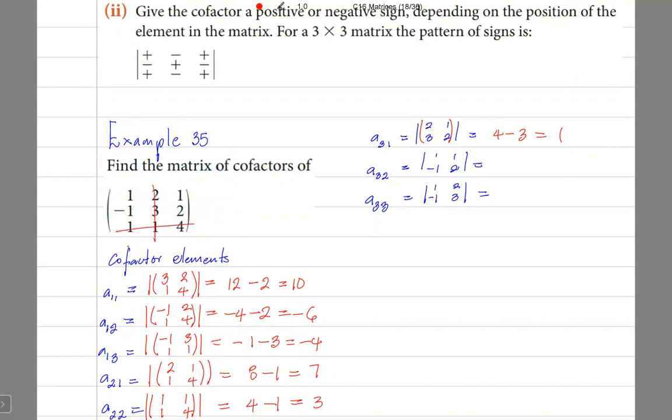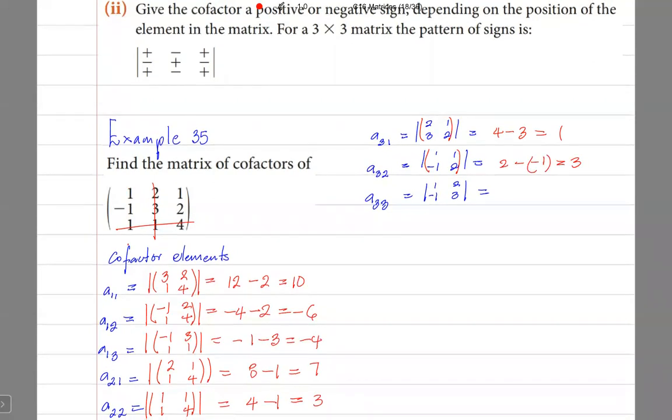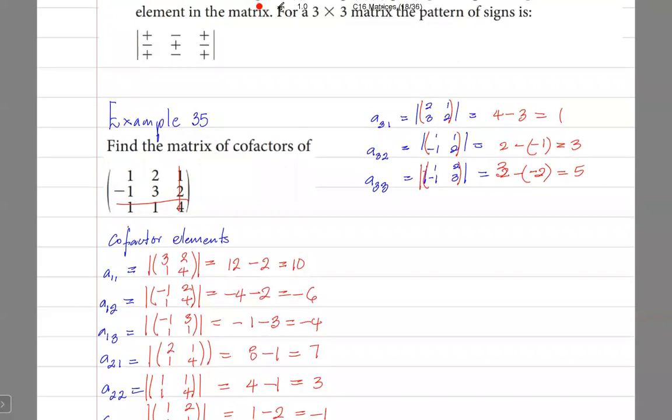Determinant of 1, minus 1, 1, 2. And the determinant here is 2 minus 1, which is 3. Lastly, here, the determinant is 3 minus minus 2. And this will give me 5. So I have all the elements. I just need the correct signs.